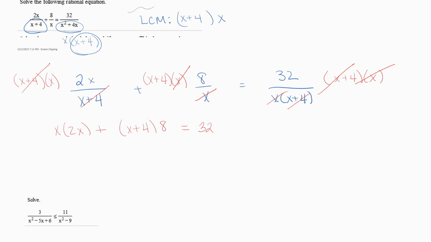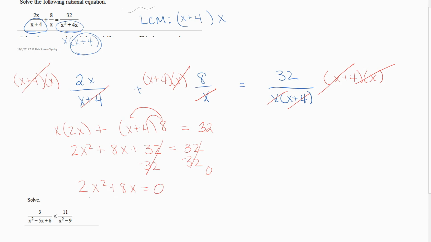So x times 2x is 2x squared. Plus here we need to distribute this 8, so 8x plus 32 equals 32. Now to get the right hand side equal to 0, I'm going to subtract 32 from both sides. And notice on the right hand side this actually cancels out, and on this side it's 0. So we have 2x squared plus 8x equals 0.